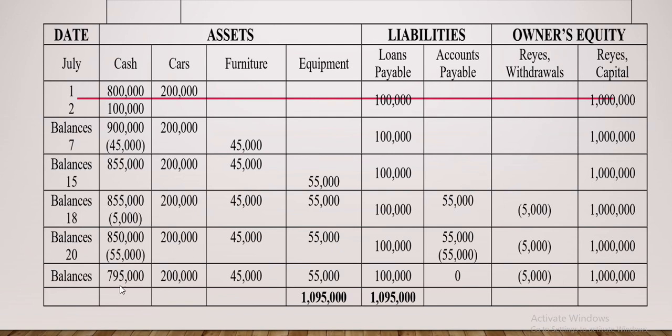Okay, the balance for cars is 795,000. The cars is 200,000. The furniture is 45,000. The equipment is 55,000. So, the total is 1,095,000. The loan payable, same amount, 100,000 kasi hindi siya nag-additional loan. Accounts payable, wala na siyang accounts payable kasi nabayaran na niya sa Fortune, and then withdrawal, and then the capital. So, total 1,095,000, which is same total amount of assets, and then liabilities plus owner's equity is 1,095,000. Okay. Next.